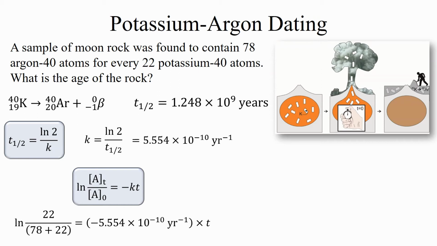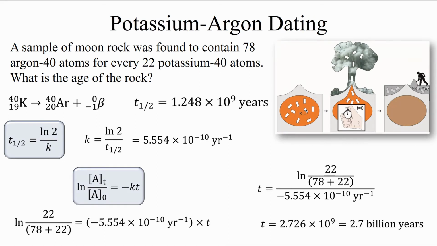And in the end, we ended up with 22 potassium atoms. And that's why that is in the numerator. We plug this information into our calculation, and we solve for time. And the units of time are going to be in years.